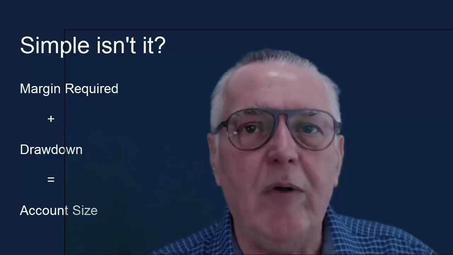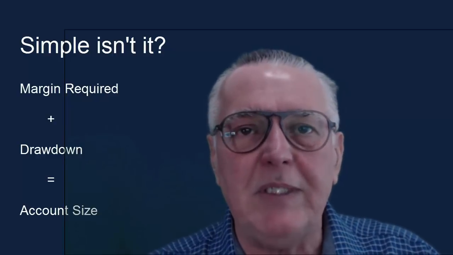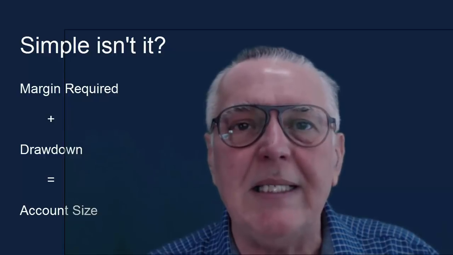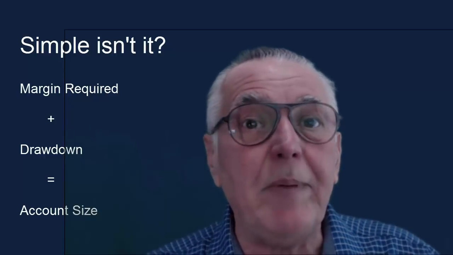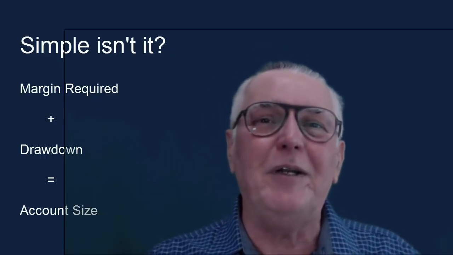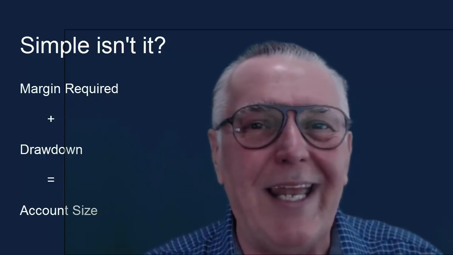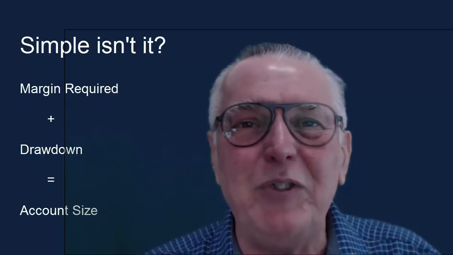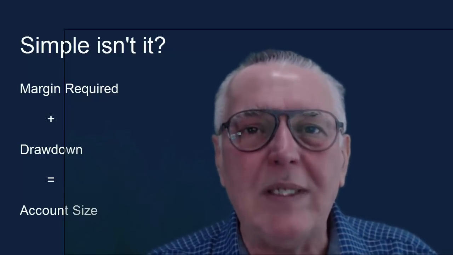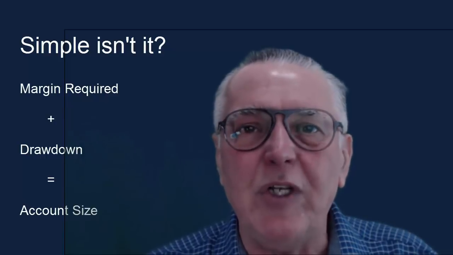So you decide on the losing streak, and sometimes that information is provided, like with EA backtesting, that information is provided. Sometimes you don't know. Sometimes you've just got to say, look, if I'm $500 down, I want to get out, and that's the approach you take. And then you will know what size account you need.